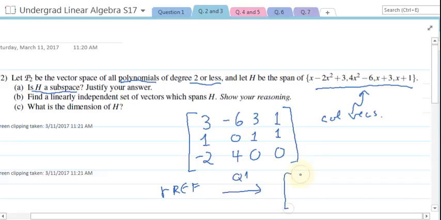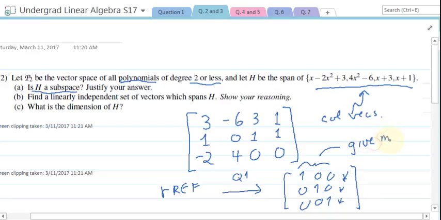I know it's going to be 1, 0, 0, 0, 1, 0, 0, 0, 1. And then it has some stuff here which I really don't care about. These columns give me the linearly independent vectors. Okay, so that means the first 3 vectors are linearly independent. This one, and this one. So in fact, I could take the first 3 polynomials, and that would be a linearly independent set, which spans H. What's the dimension of H? Dimension of H is the number of linearly independent vectors, so it's 3.